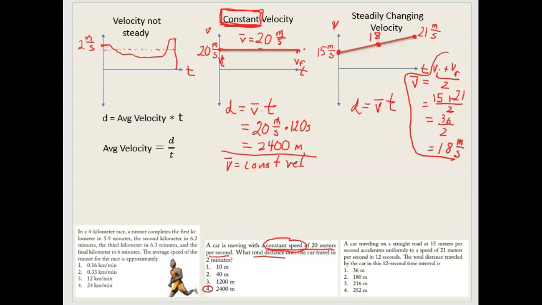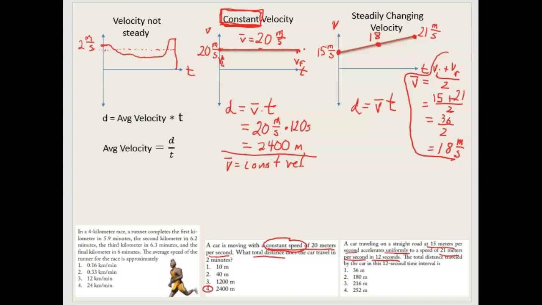Okay, so let's do a problem here. And I've sort of already begun the problem. A car is traveling on a straight road, so this is one-dimensional motion, at 15 meters per second. It accelerates. Accelerates means speeds up or slows down. But it doesn't just accelerate, it accelerates uniformly. It uniformly accelerates to 21 meters per second. It does this in 12 seconds. What is the total distance traveled by the car in this time period?